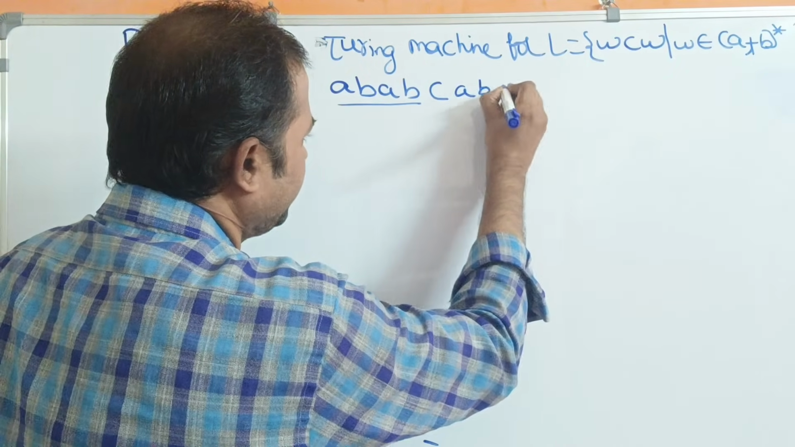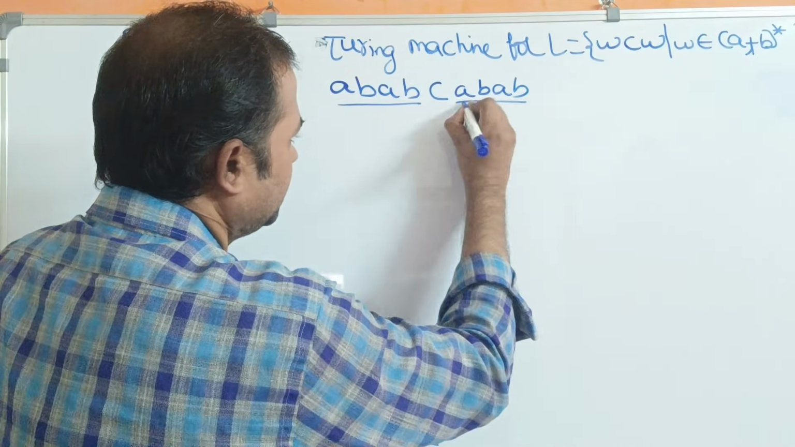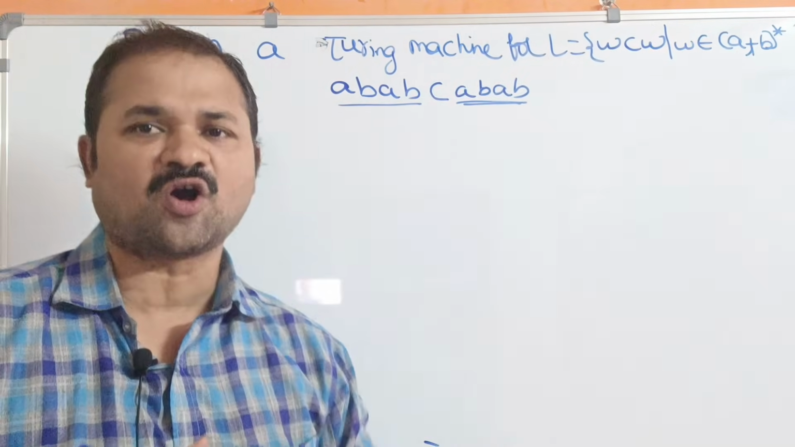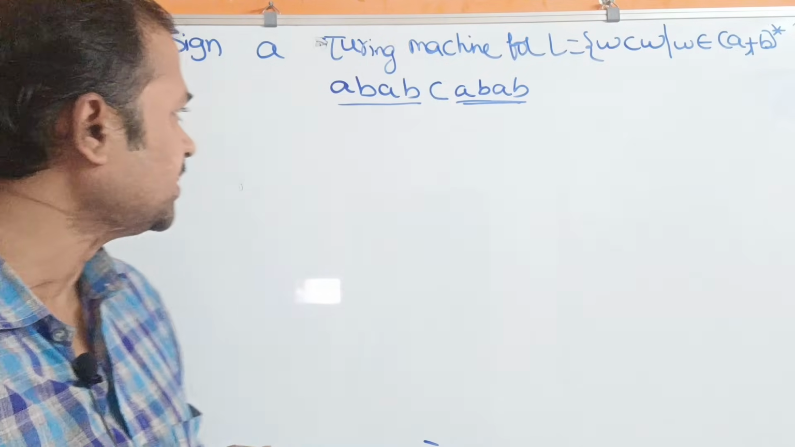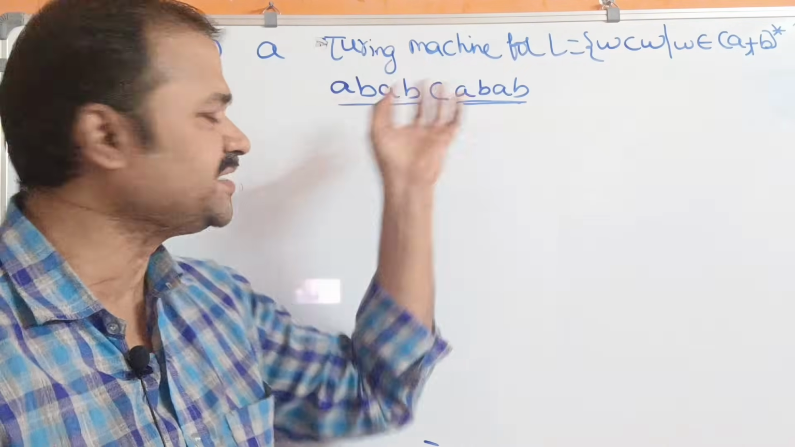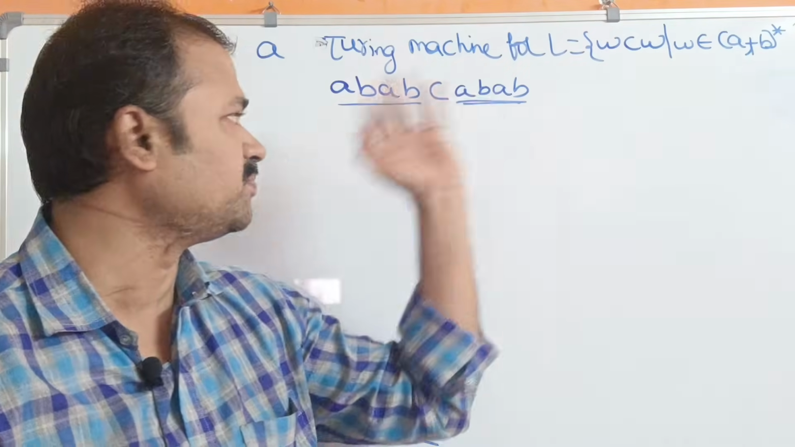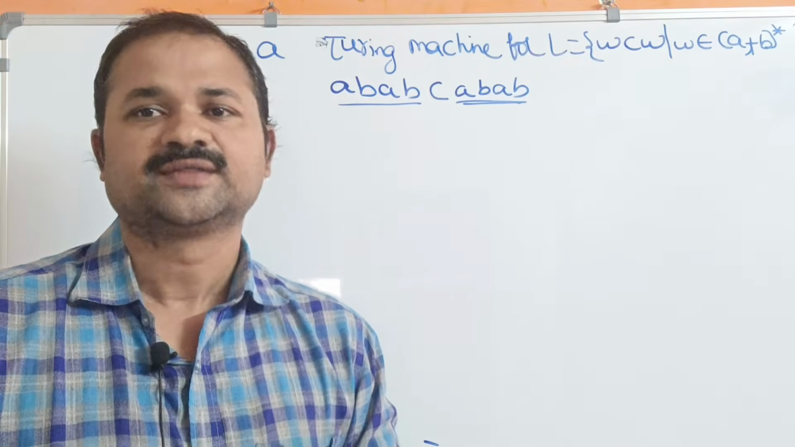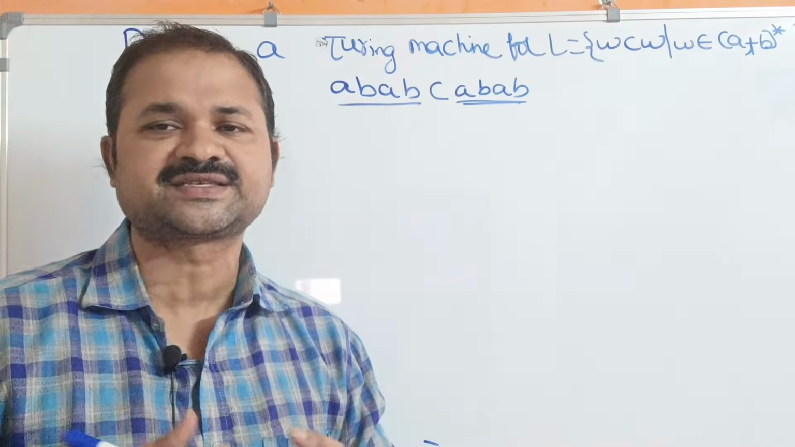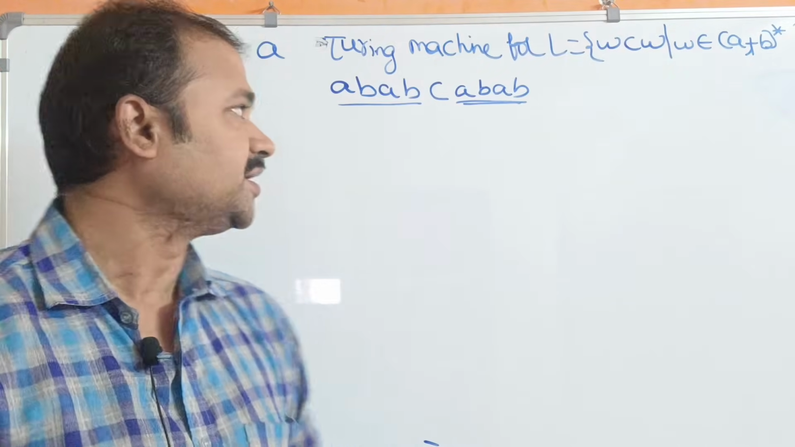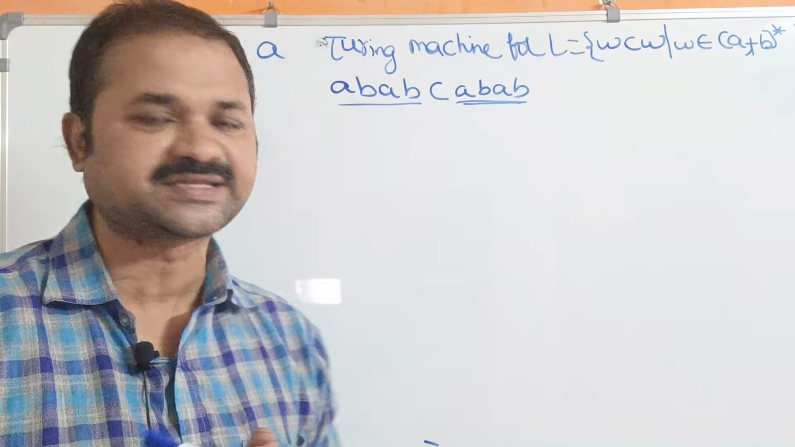W means combinations of A's and B's, so we can take any string here. We have to design a Turing machine for this problem, WCW. The procedure is very simple. Let us replace A by X and B by Y in order to compare A's and B's.